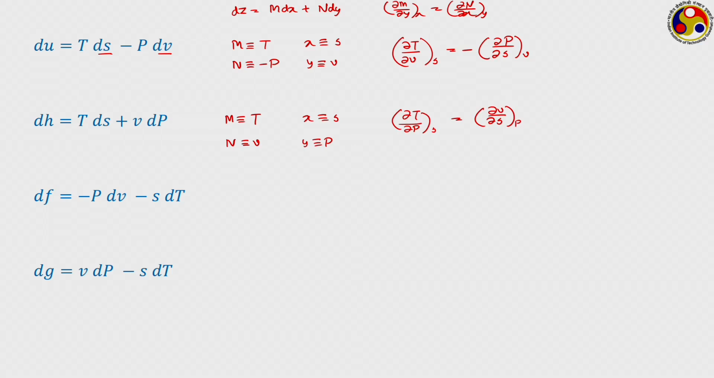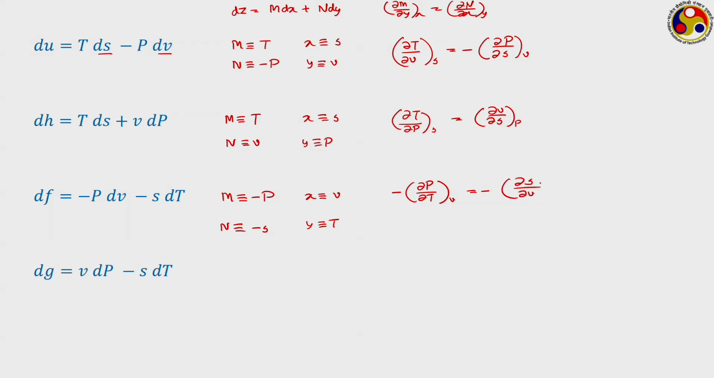Look at the third one, which is the one involving the Helmholtz free energy. Here M is equivalent to minus P, N is equivalent to minus s, x is equivalent to small v, y is equivalent to T. So, from there what we can write is minus ∂P/∂T with v constant is equal to minus ∂s/∂v with T constant. The minus sign we can omit from there. So, this is the third Maxwell's equation.